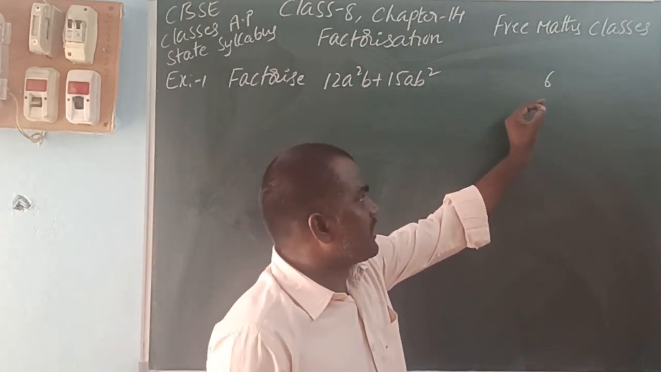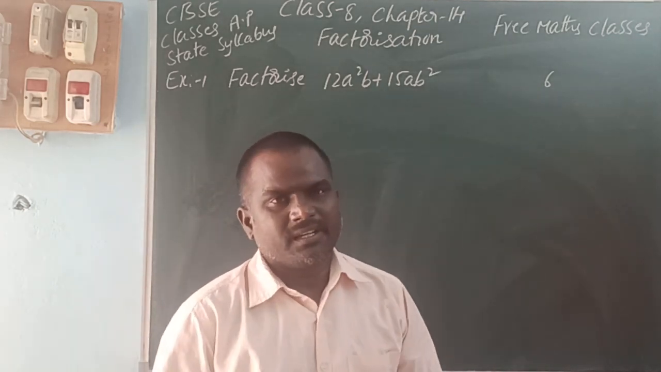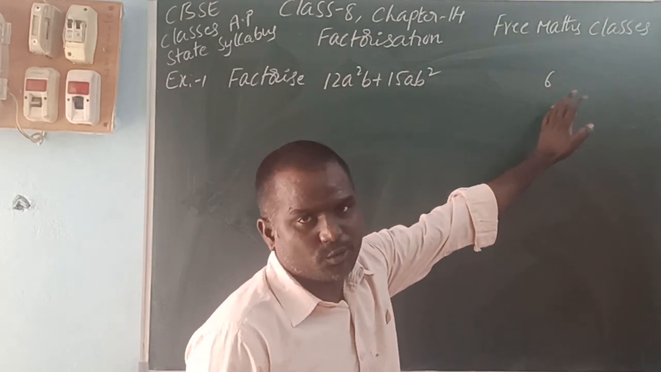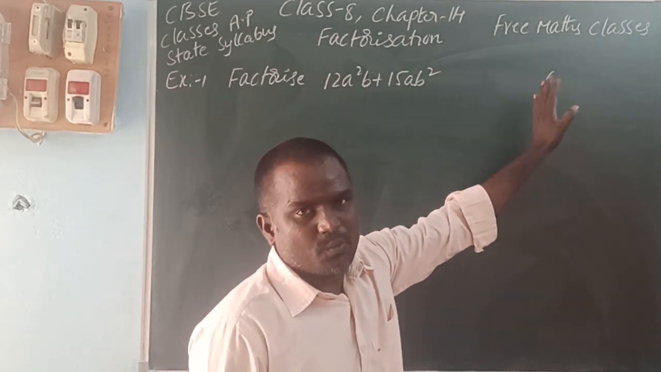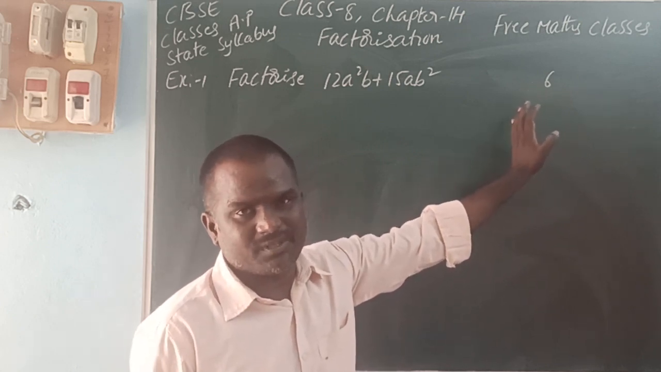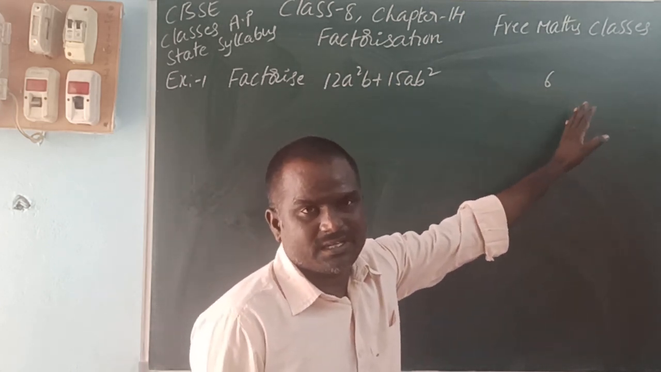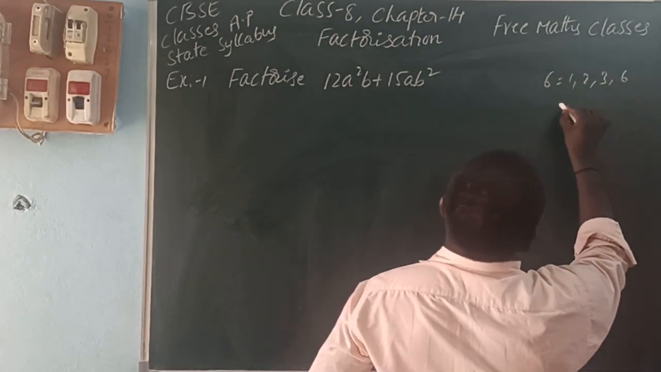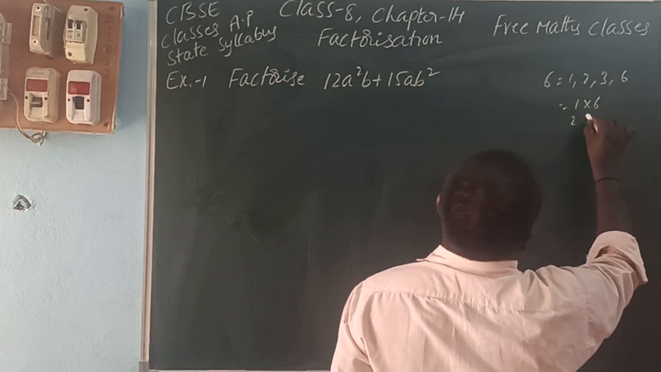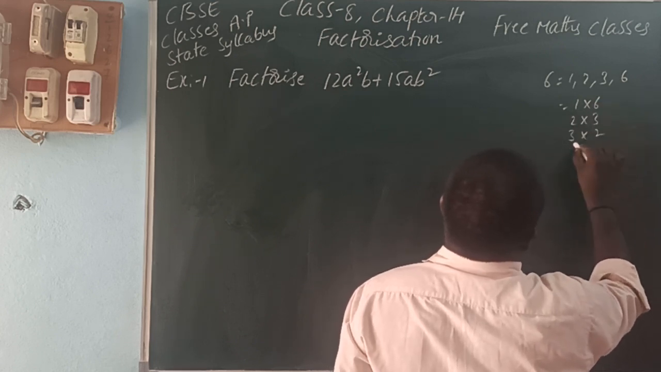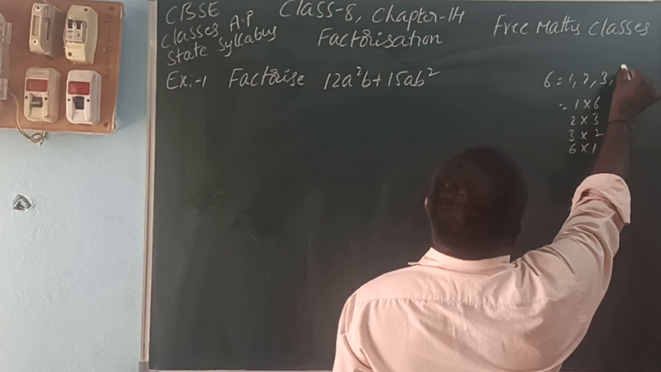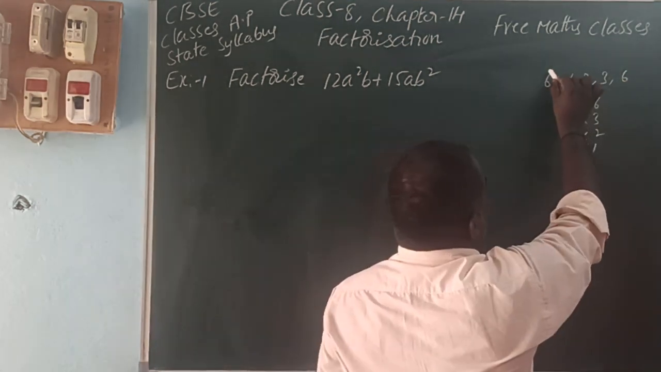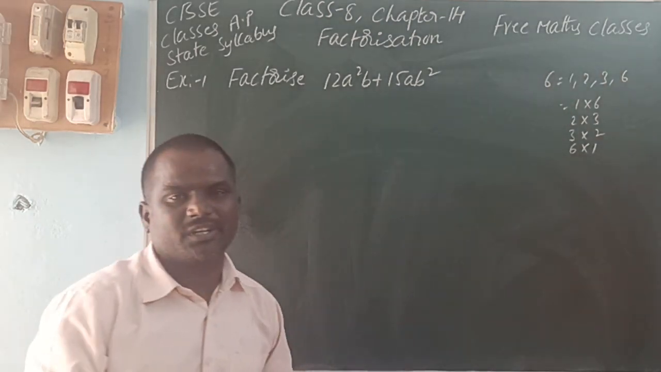For 6, which numbers divide 6? The divisors are called factors. Here, what are the divisors of 6? 1, 2, 3, 6. So 1, how is it divided? 6 times. 2 threes, 3 twos, 6 ones. So the factors of 6 are 1, 2, 3, 6. These are all the divisors of 6.